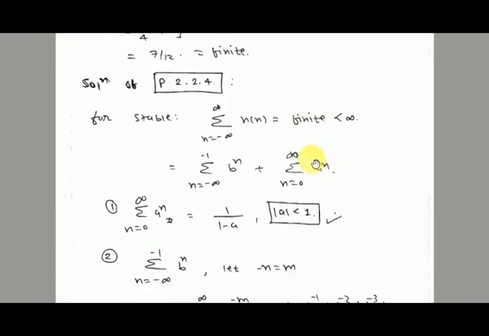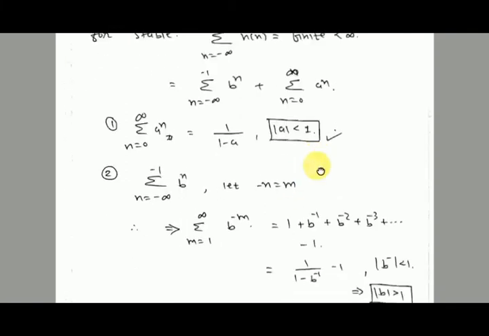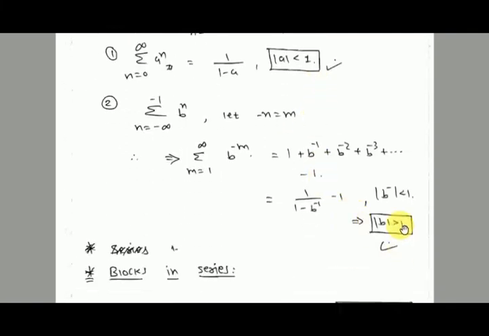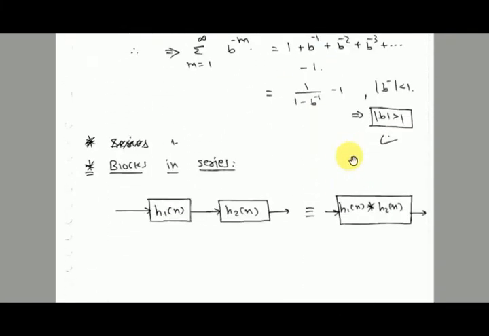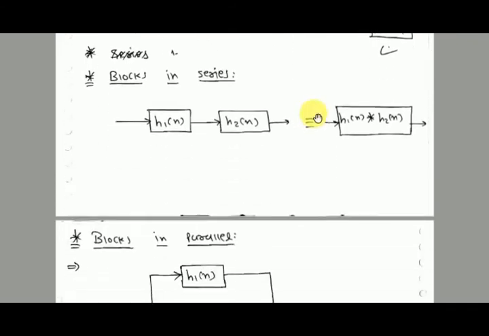Please do it on your own, and if you have any doubt, please comment in the comment box so that I will help you. You will get the answer: mod a should be less than 1, using the GP series, and mod b greater than 1, for the system to be stable.